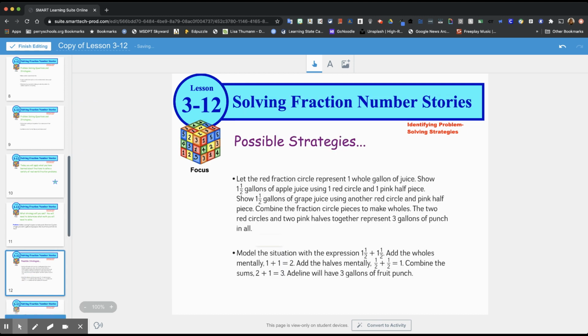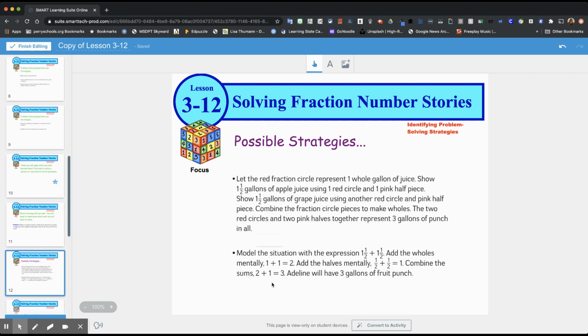So here are some other strategies. I showed you mine. Another strategy would be using the red fraction circle to represent 1 whole gallon of juice. To show 1.5 gallons, they used 1 red circle and 1 pink half circle, and then to show 1.5 gallons of grape juice, they used the same thing, a red circle and a half, combining the two. They went ahead and solved it. The 2 red circles and then 2 pink halves together represent 3 gallons.